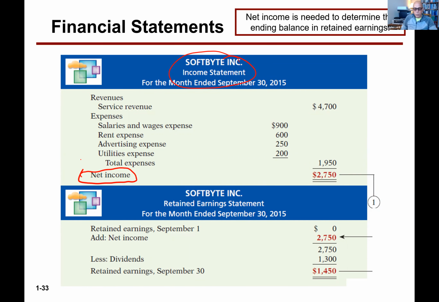Revenue minus expenses. Revenue minus expenses. So our revenue was 4,700 in this example. We have these various expenses. We subtract them. We're left with a positive net income of 2,750. The second statement then that we prepare is our statement of retained earnings. And our statement of retained earnings in this example had a beginning balance of 0 because they just started the business. We add in our net income from the income statement. You can see, just like I kind of pointed crudely on my little example, it comes down from the income statement into the statement of retained earnings.